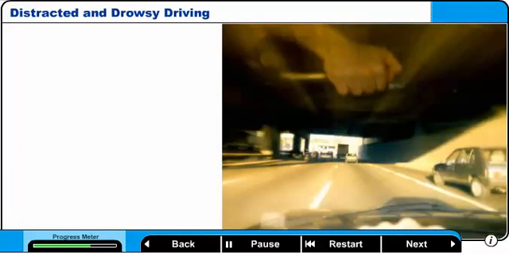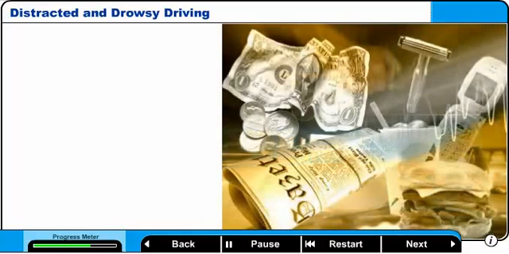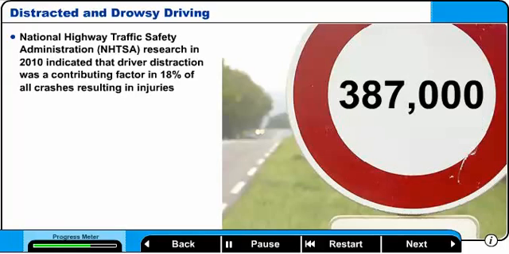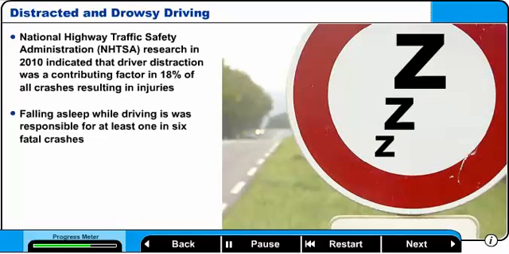We've looked at common driving errors, but there's one more you need to know about, and it's a big one. It's not paying attention, or distracted and drowsy driving. According to the National Highway Traffic Safety Administration, or NHTSA, in 2010, driver distraction was a contributing factor in 18% of all crashes that resulted in injuries. In 2011, distracted driving caused an estimated 387,000 traffic crashes. In 2010, NHTSA also estimated that falling asleep while driving was responsible for at least 1 in 6 crashes with fatalities. Here are some things you can do to prevent becoming a distracted or drowsy driving statistic.